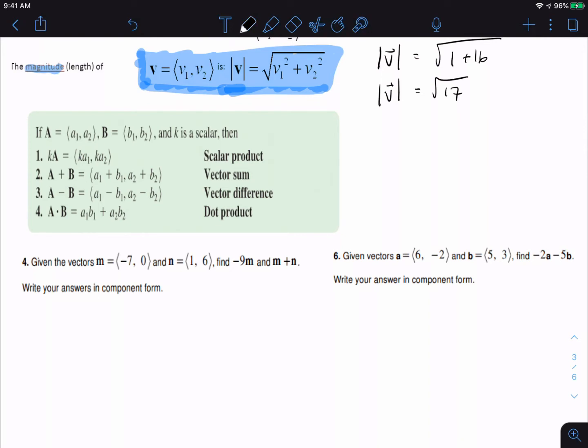So my M here is negative 7, 0. So negative 9m is going to be equal to negative 9 times negative 7, comma, negative 9 times 0. And so negative 9m is going to be 63, comma 0. Are we okay with that?